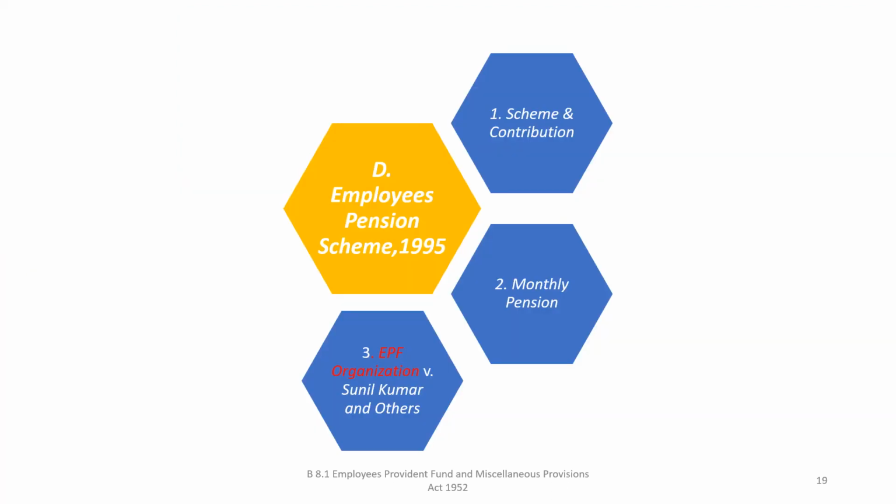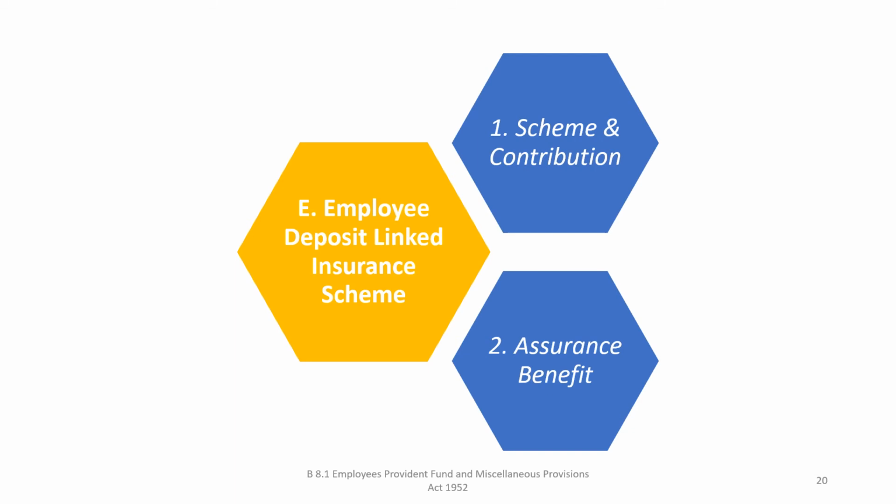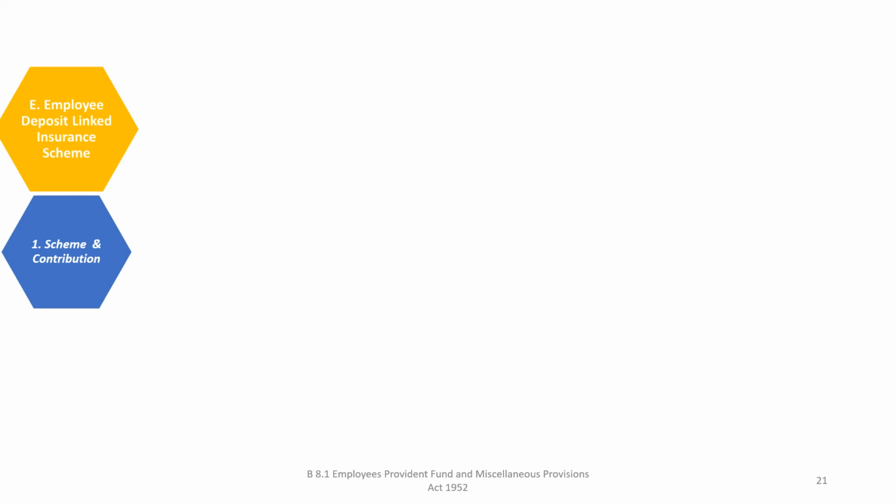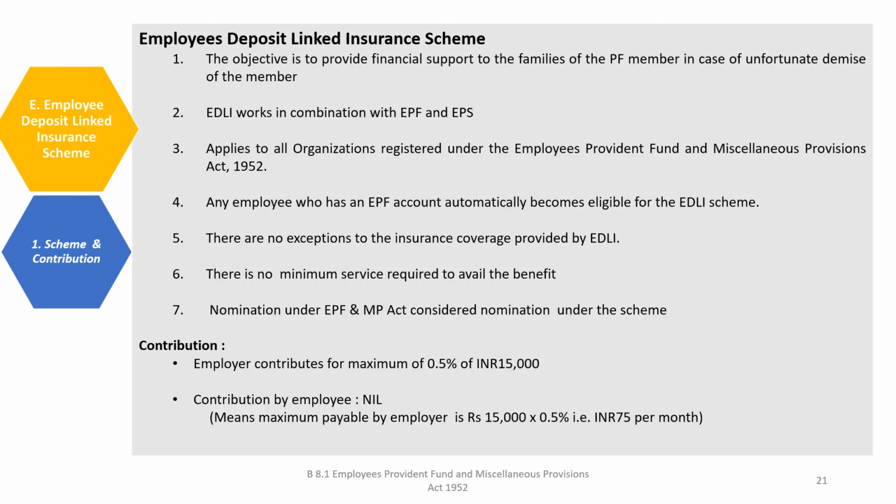Now, so much for Employee Pension Scheme 1995. We have the third scheme of Employee Deposit Linked Insurance Scheme, and we will be looking at it from two aspects: scheme and contribution, and assurance benefit. What is the scheme? Scheme is, you are an EPF member, you are eligible for an insurance policy.